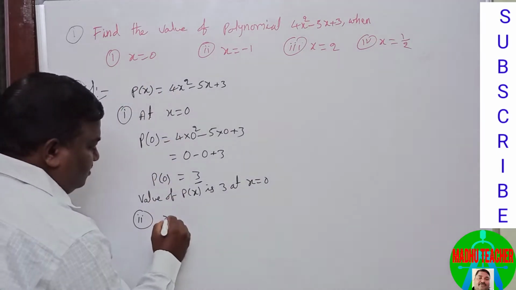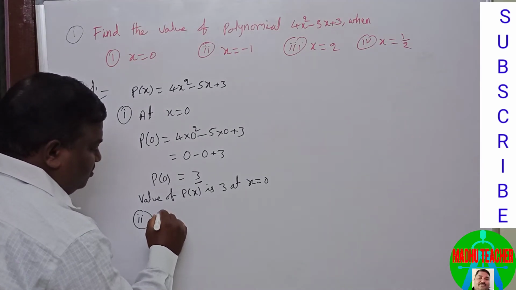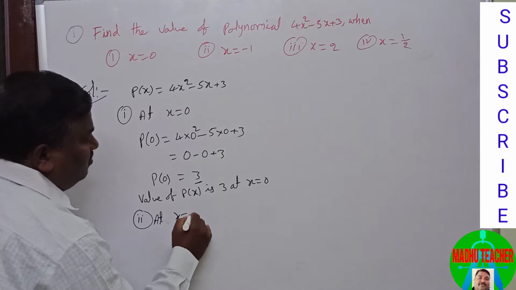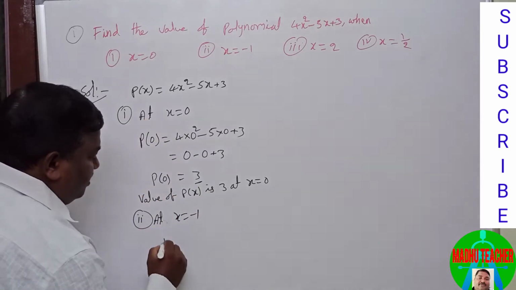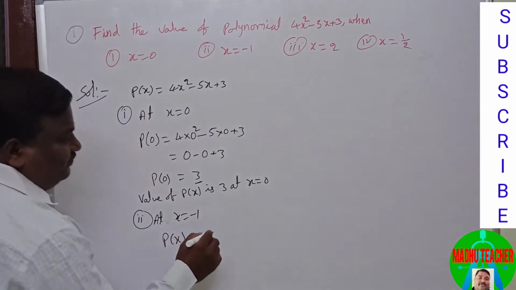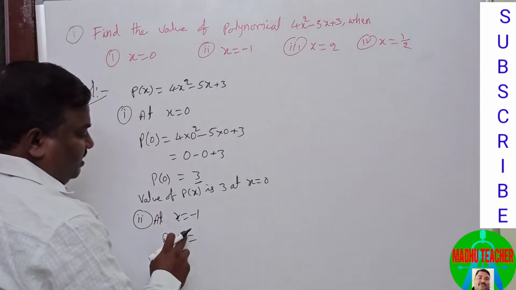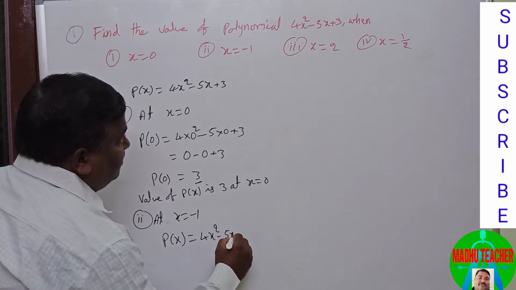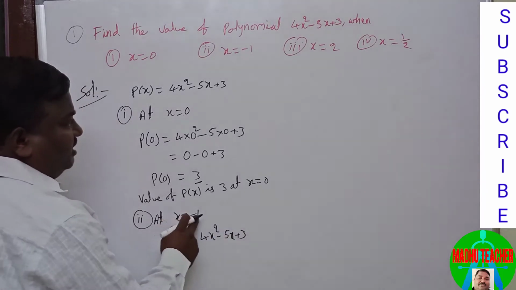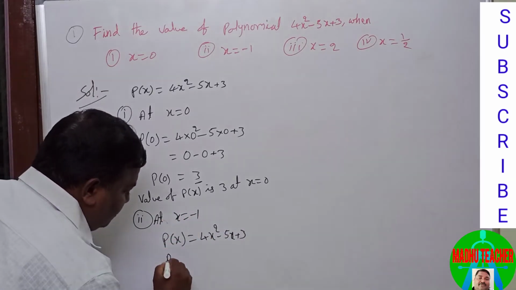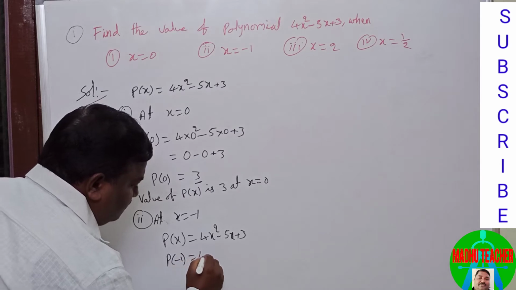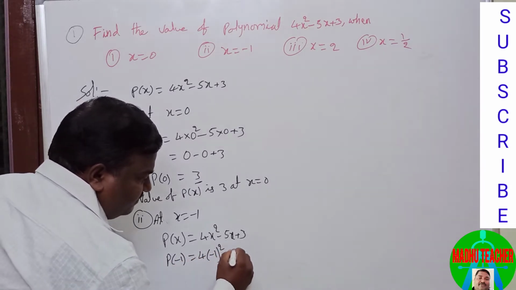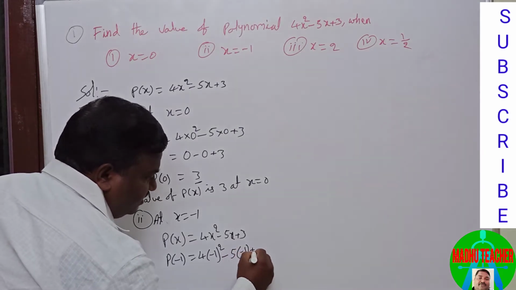The second one is at x equal to minus 1. p of x equal to 4x square minus 5x plus 3. Just replace x with minus 1. So p of minus 1 equal to 4 into minus 1 whole square minus 5 into minus 1 plus 3.